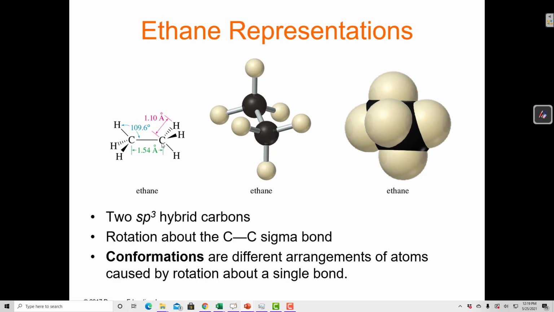The carbon-carbon bond is longer than the carbon-hydrogen bond, and that's because carbon is using its second valence shell. And so the bond between carbon and carbon, because the atomic radius is bigger in carbon, that bond length is also going to be longer.